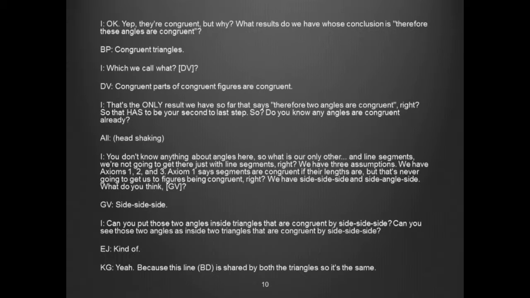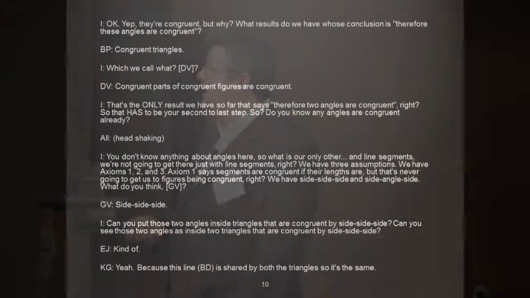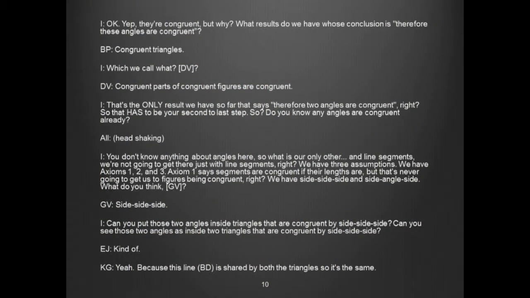So what is our only other? And line segments. We're not going to get there just with line segments, right? We have three assumptions. We have axioms 1, 2, and 3. Axiom 1 says segments are congruent if their lengths are. But that's never going to get us figures being congruent, right? We have side, side, side, and side, angle, side. What do you think, GV? Side, side, side. Can you see those two angles as inside triangles that are congruent by side, side, side? Kind of, yeah, because the line BD is shared. The line made by the ray is shared.